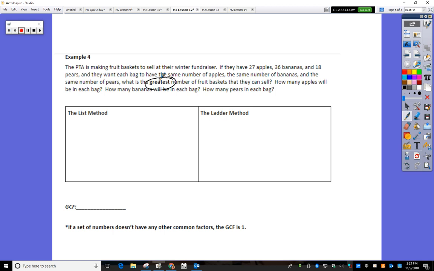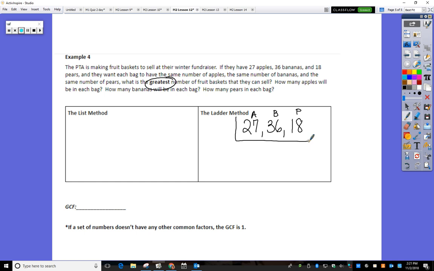Once again, I'm going to skip over the list method. If you prefer it, great, use it, not an issue. You just have to make sure you know all of your factors of these 3 numbers. I'm going to show you how it works with 3 numbers for the ladder method. So I'm working with my 27 apples, my 36 bananas, and my 18 pears. What I have to do is start by finding a number that can go into all 3 of these. So I have to think of something that can go into 27, 36, and 18.